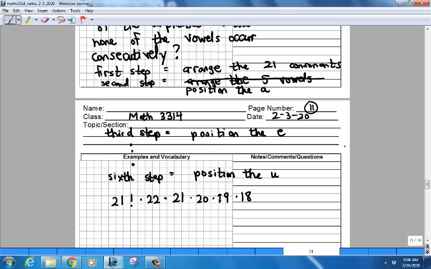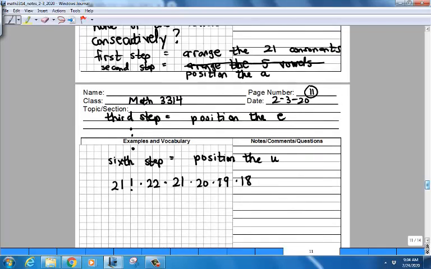So if we go through all those steps, will we have the arrangement of the letters? I think so, because we placed all 26 of them, and none of the vowels are going to be consecutive, because we inserted them around the consonants. There's no way you can get consecutive vowels. So we can arrive at a number algorithmically. Nice.